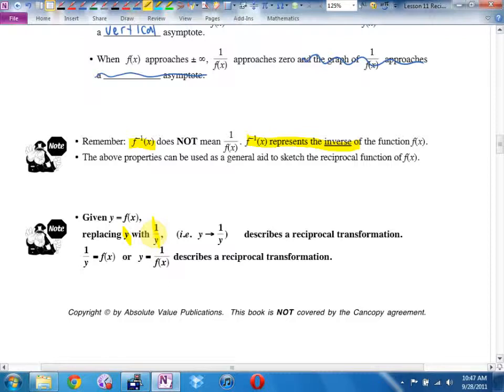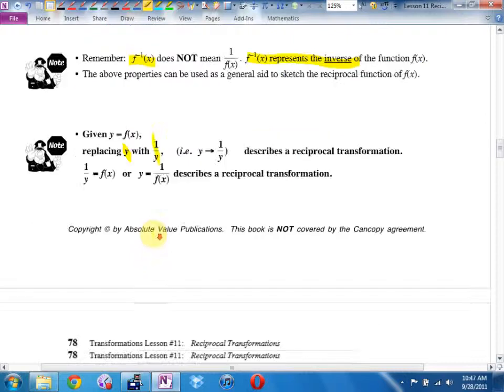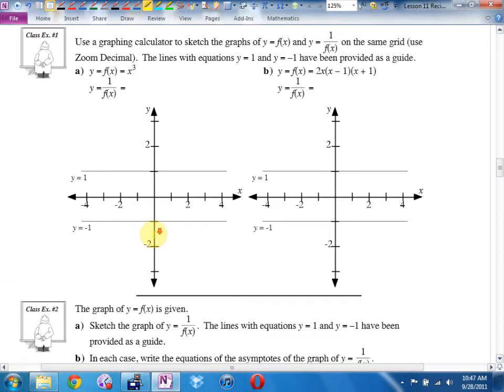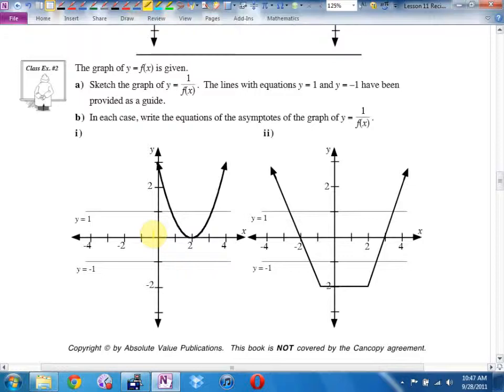Yeah, let's try some. Turn the page. Skip example 1. Let's go to example 2. It says, the graph of y equals f of x has been given. Sketch the graph of 1 over f of x. And then B says, in each case, write the equation. Forget it. Let's do this first one. I'll zoom in on this first one. It looks like a parabola that's been moved to the right. I don't care. I can graph this.